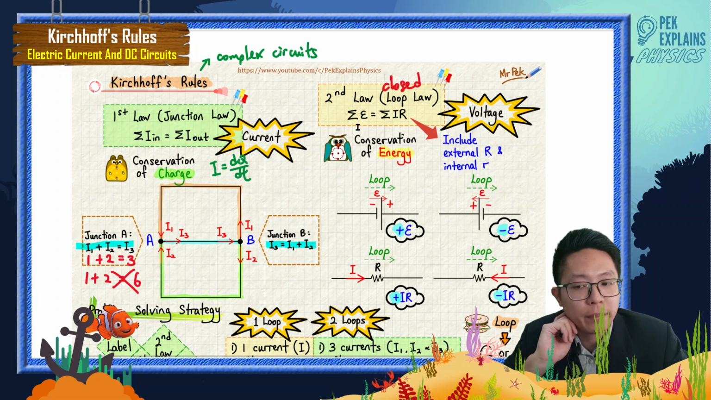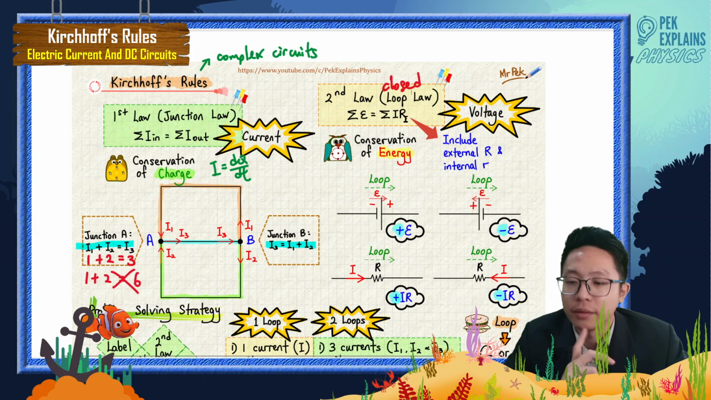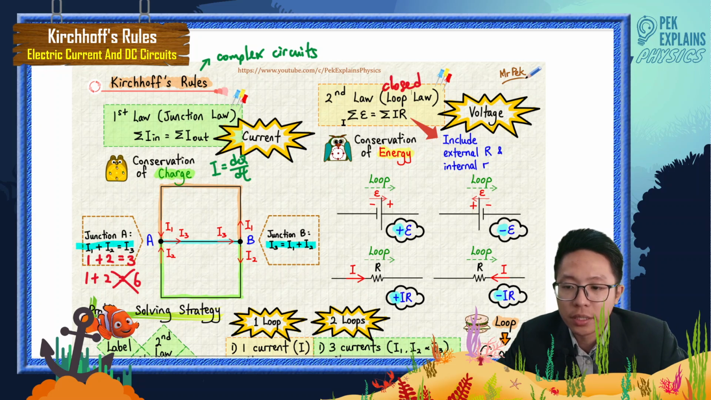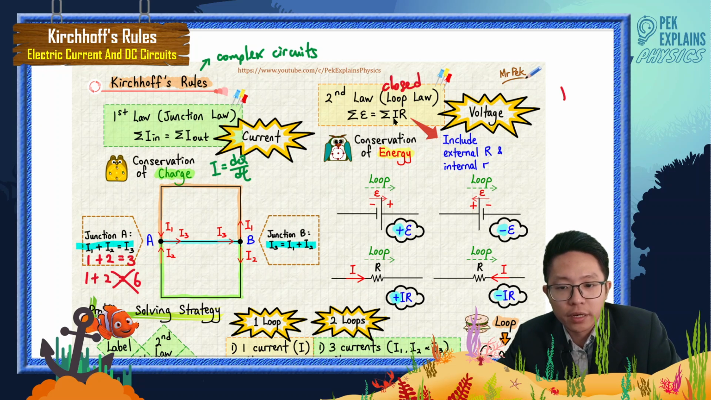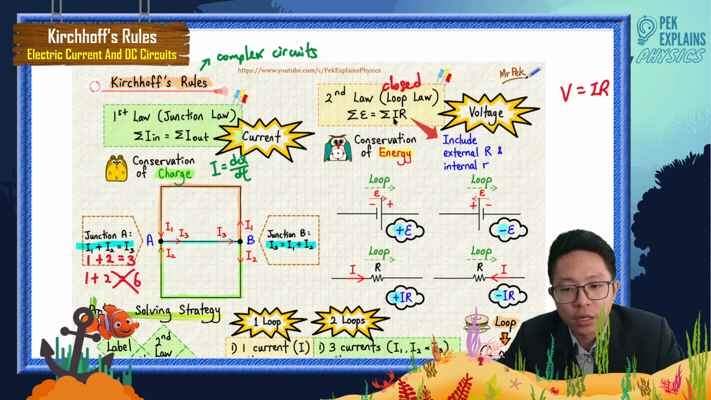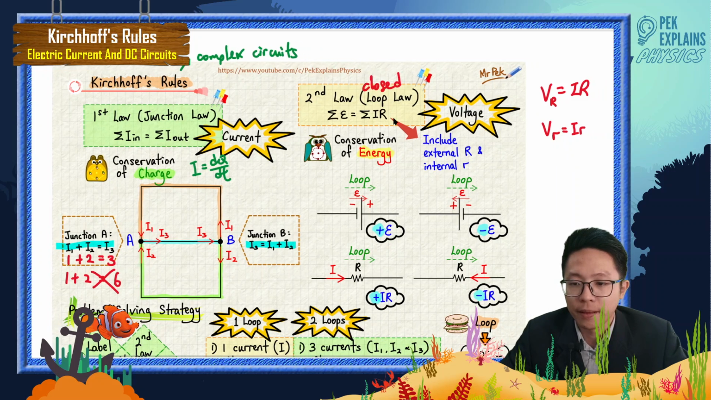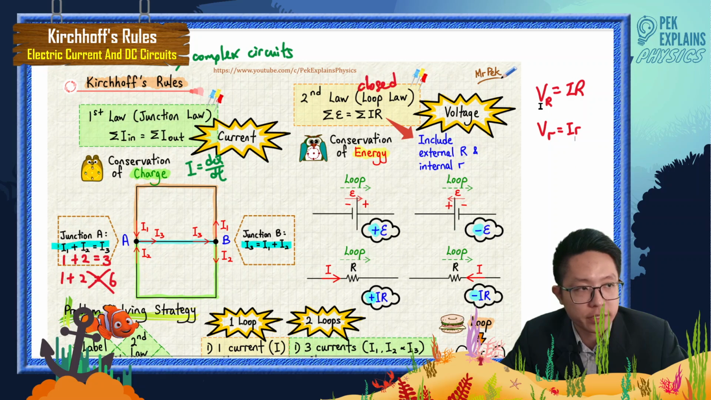So total EMF must be equal to total IR, which means that this is actually the battery. Both of these are voltage. You understand? EMF is a voltage, and IR is also voltage, because we know that V equals IR, isn't it? We have voltage across the external resistor. We also have voltage across the internal resistor, IR and IR.